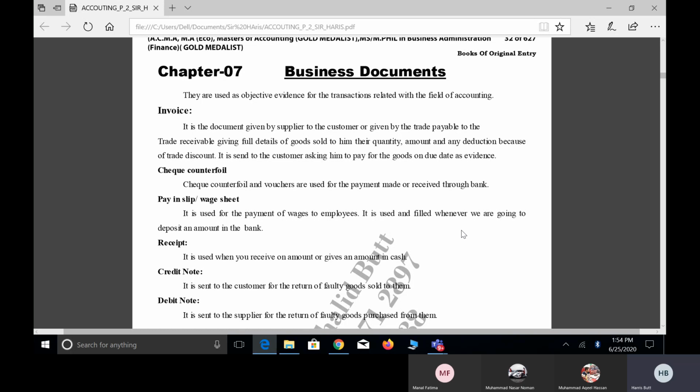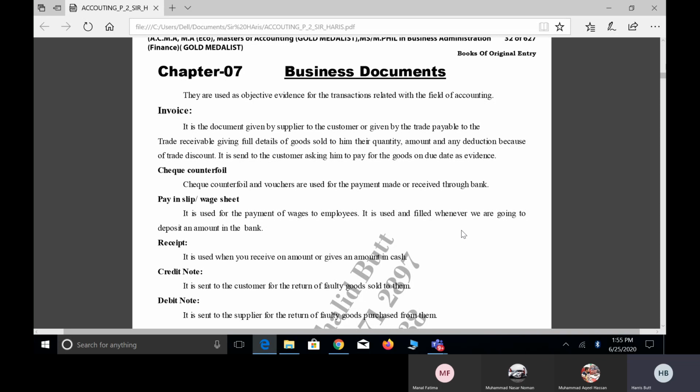Then two important concepts, pay slip and wage sheet. They are used for the payment of wages to employees. When you make payments to employees, there is a wage sheet in which we write their timings, their rate of pay and the amount, and we give it to them.